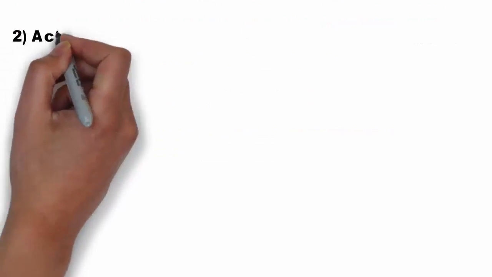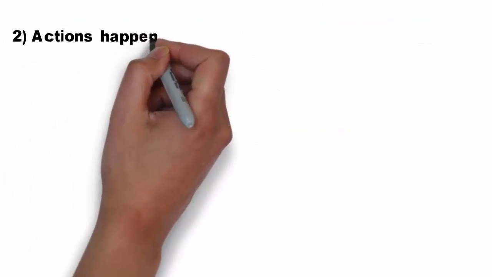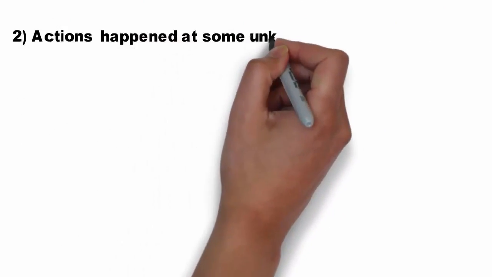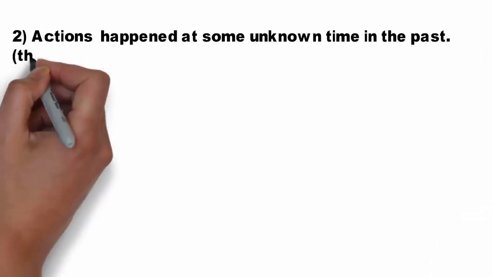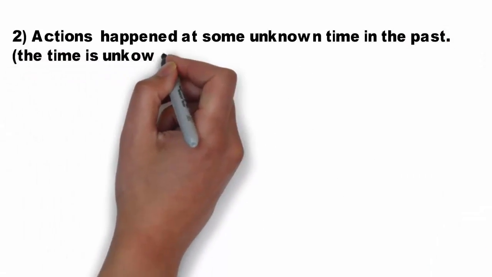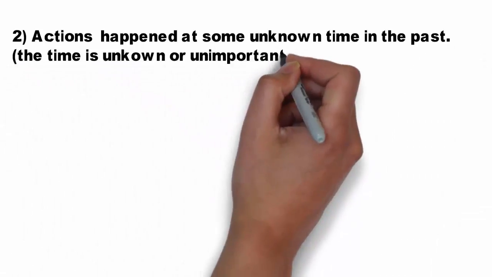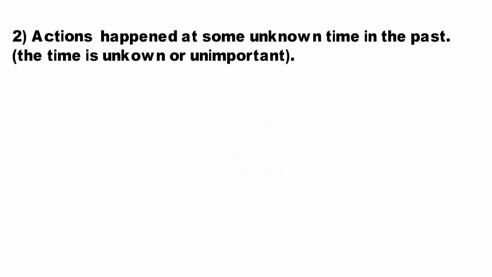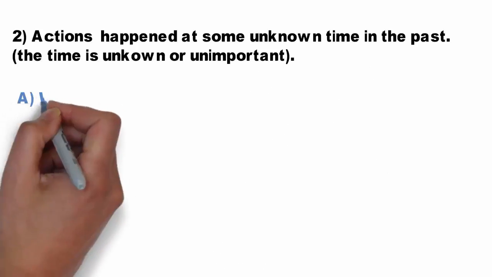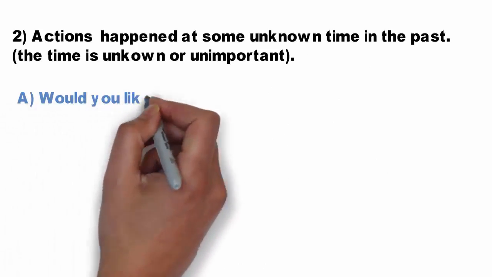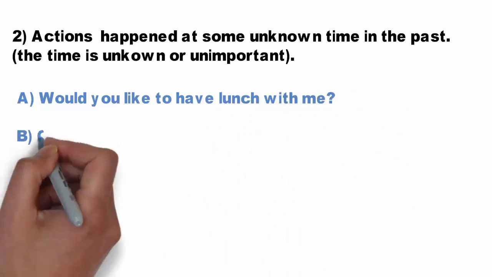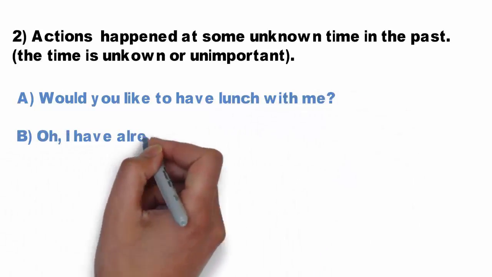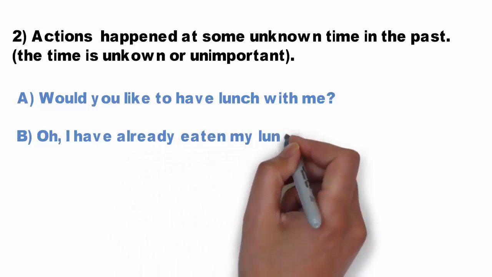Okay, what else? We can also use the present perfect tense to talk about something that happened at some unknown time in the past. The time of the action can be unknown or unimportant. For example, if I asked you, would you like to have lunch with me? And you can say, oh, I have already eaten my lunch.